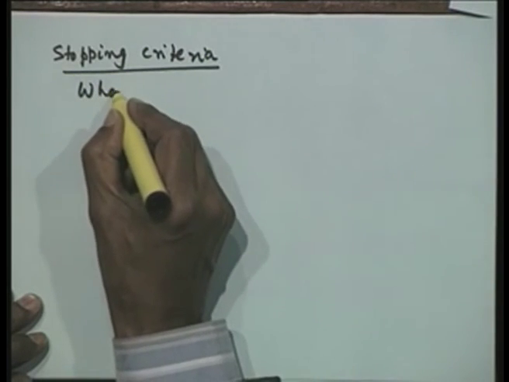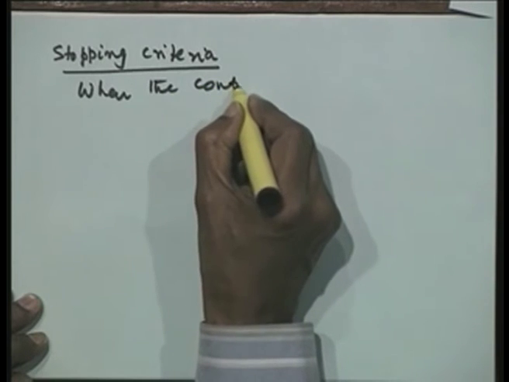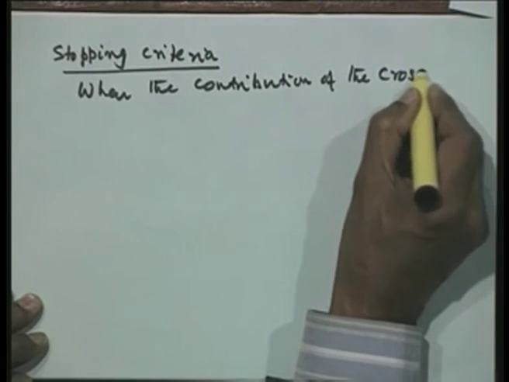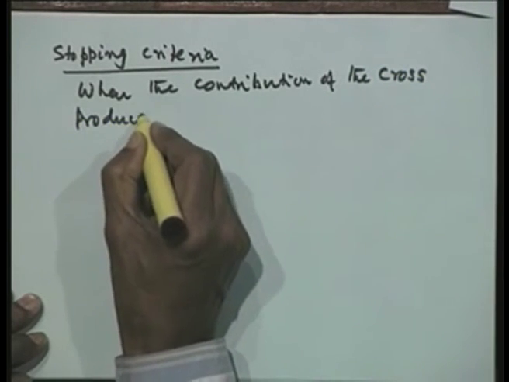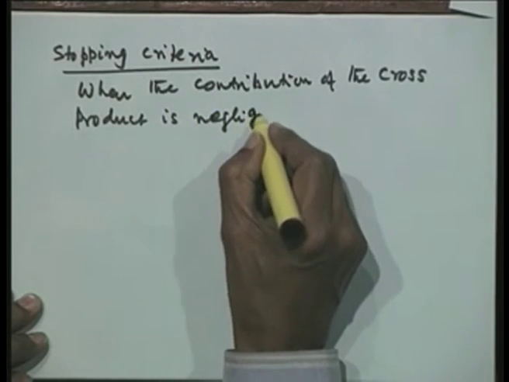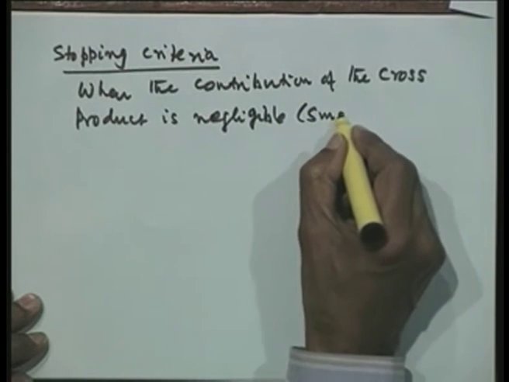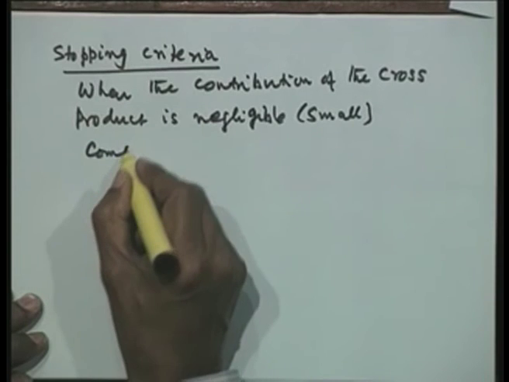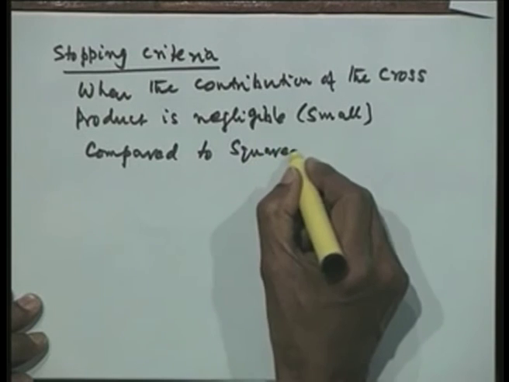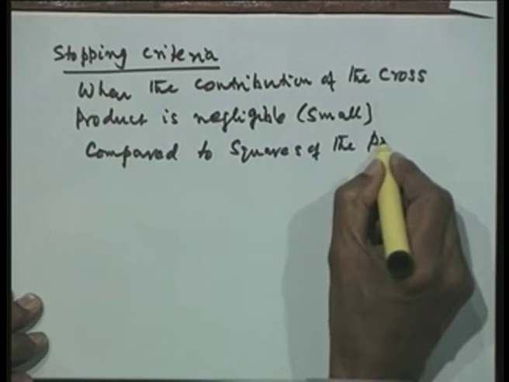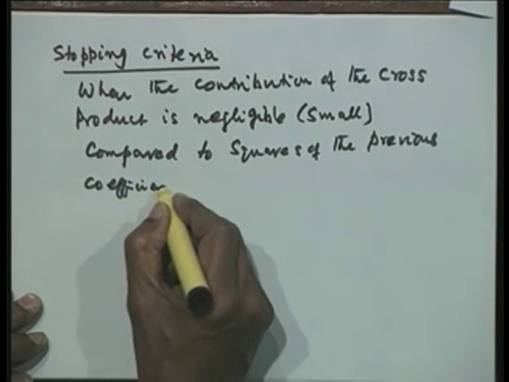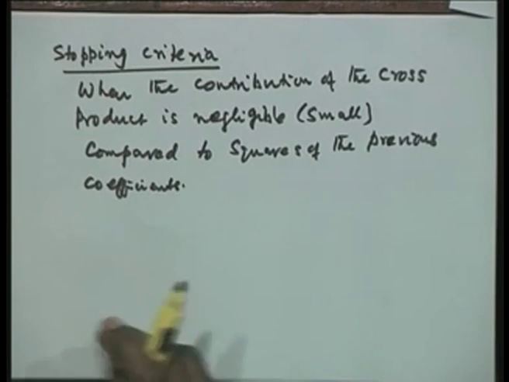is when the contribution of the cross products is negligible, or let us just call it small, is negligible compared to squares of the previous coefficients.